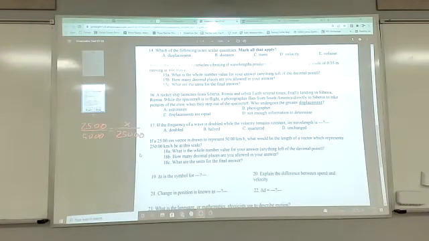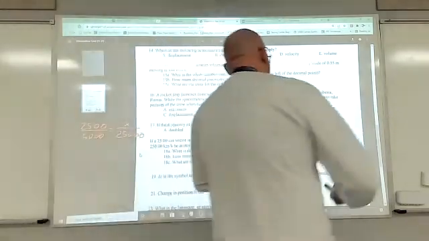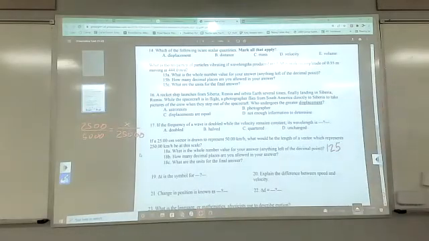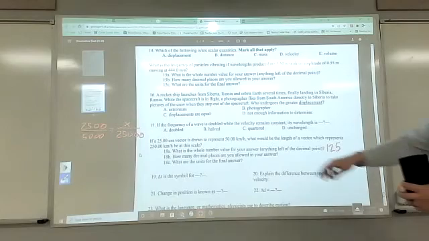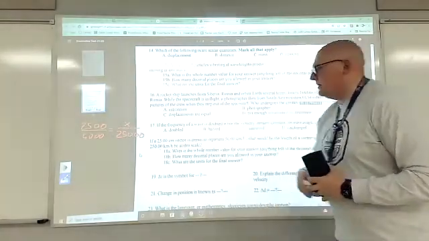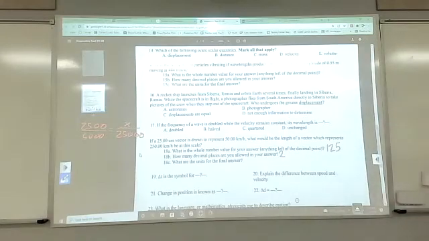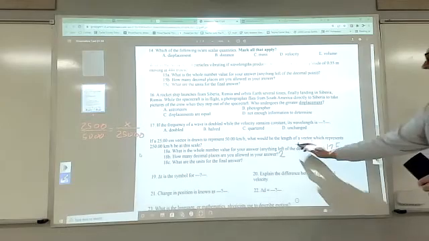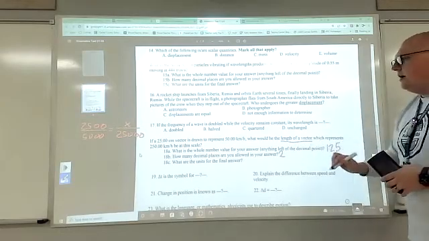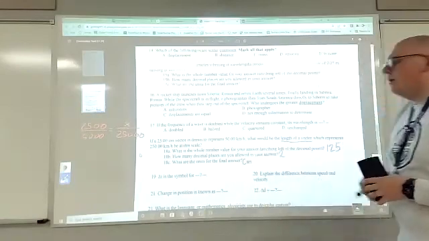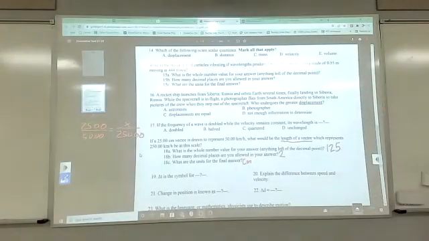Bottom line, 18A, what is the whole number value for your answer? You should put 125. For 18B, how many decimal places? Each number in the problem has 2 decimal places. I'm going to have 2 in my answer. And 18C, what are the units for the final answer? Again, I am talking about the length of this vector. And the length of the vector is being measured in centimeters. So centimeter is my unit for this answer.